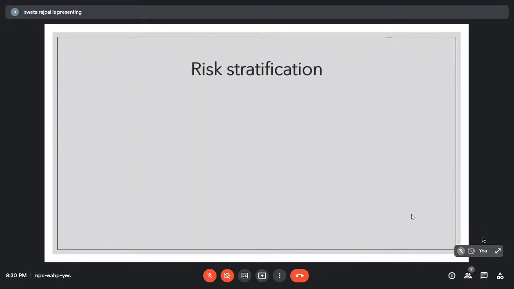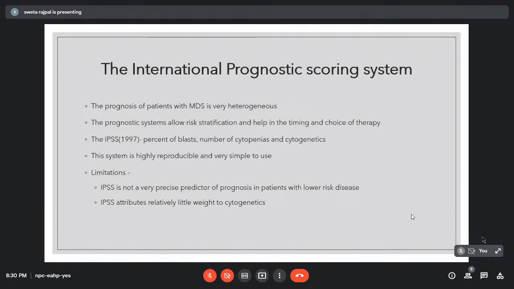So coming to risk stratification, till now we have learned about the pathophysiology of MDS and clinical features. We have described cytogenetic and molecular mutations. Now we are going to prognosticate the MDS patient. We know that the prognosis of MDS is very heterogeneous, and it's very important to prognosticate these patients, which helps in timing and choice of therapy.